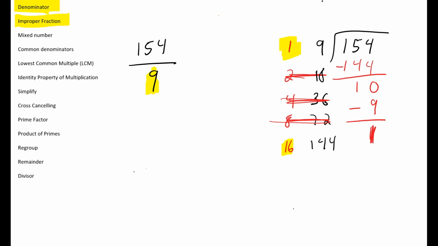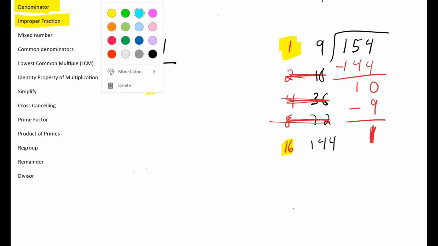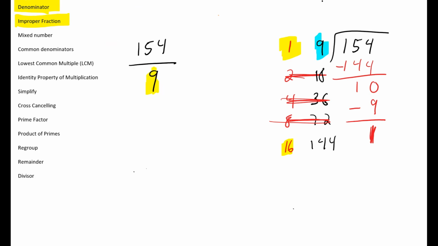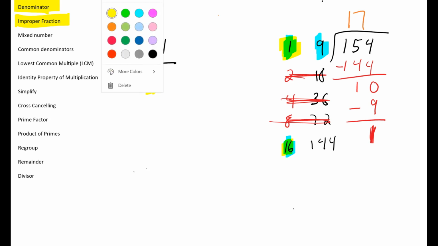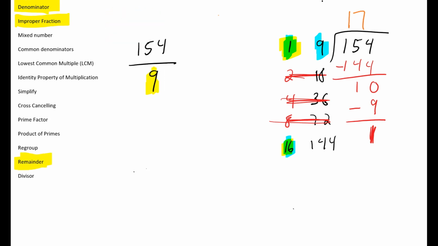All right? So let's count up how many times I used 9. I used it 1 time plus my 16 times. So I used it 1 plus 16 is 17 times. So my answer is going to be 17. And then I'm going to take my remainder, which is another vocabulary word down here. So that's my vocabulary word, remainder, and I'm going to put it over my divisor. Divisor is also a vocabulary word. My divisor is just the 9. So I'm going to put my remainder over my divisor, and I'm going to have 1 9th.